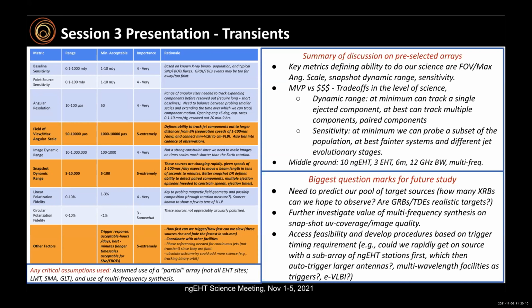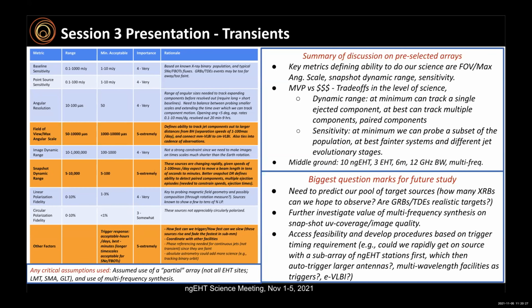We also discussed some other factors. For instance, having the ability to do absolute astrometry could open up some more science here. For example, another thing James discussed the other day was the possibility of actually tracking the binary orbits in some of these X-ray binary systems.